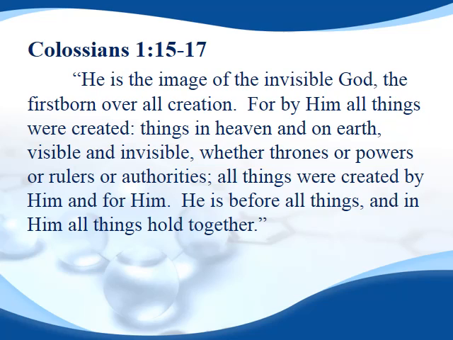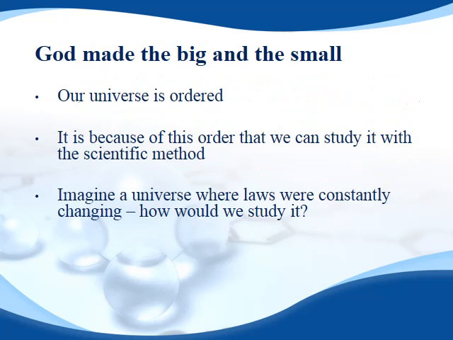As we continue through Chapter 2, please keep in mind Colossians 1:15 through 17. He is the image of the invisible God, the firstborn over all creation. For by him all things were created, things in heaven and on earth, visible and invisible, whether thrones or powers or rulers or authorities, all things were created by him and for him. He is before all things, and in him all things hold together.